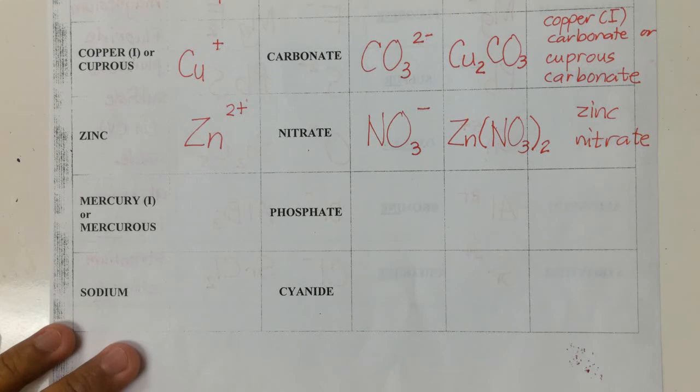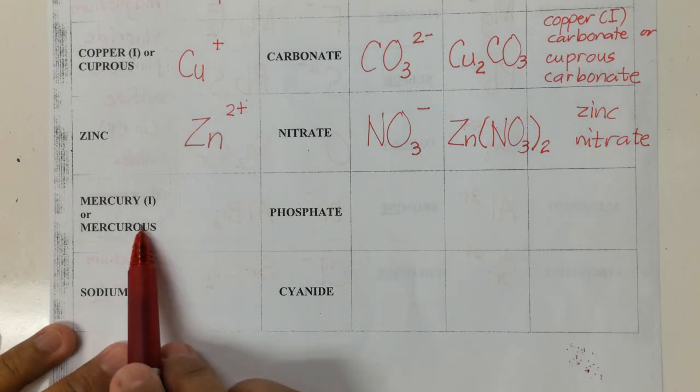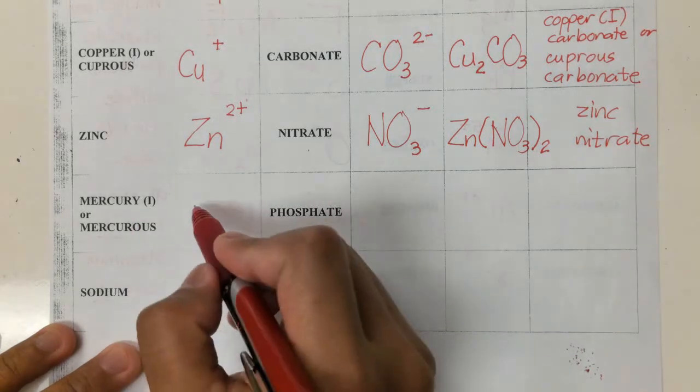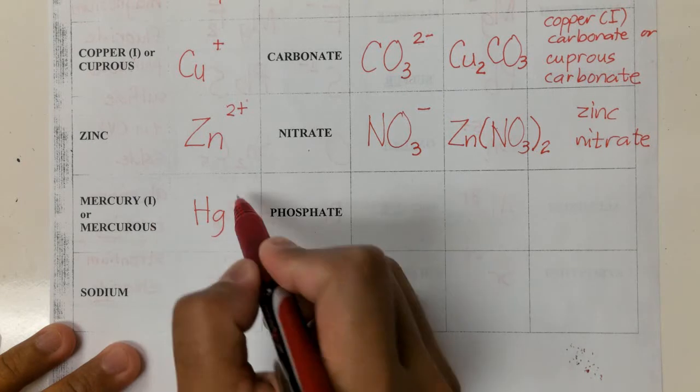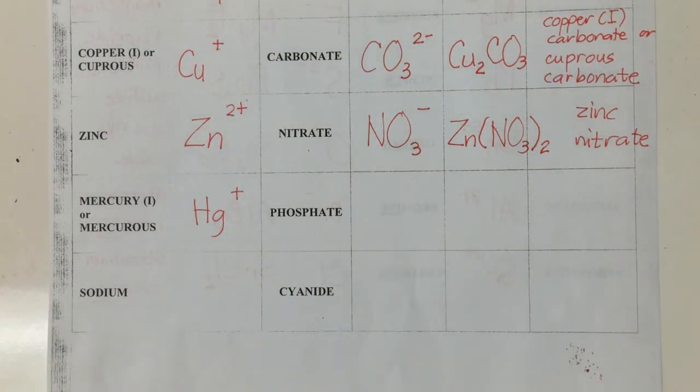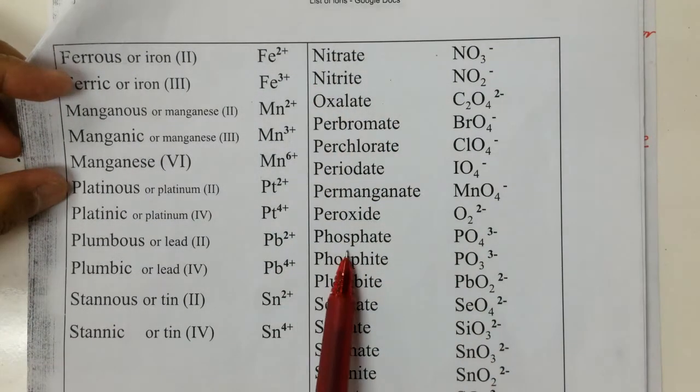Okay? The second to the last one. So we have mercury 1 or mercurous. Oh, here we go again. We see a Roman numeral. So mercury is Hg, and that 1 will indicate it's just a plus. Phosphate is not phosphorus because phosphorus is the element. Phosphate now is a polyatomic anion. So let's look for phosphate in our list.